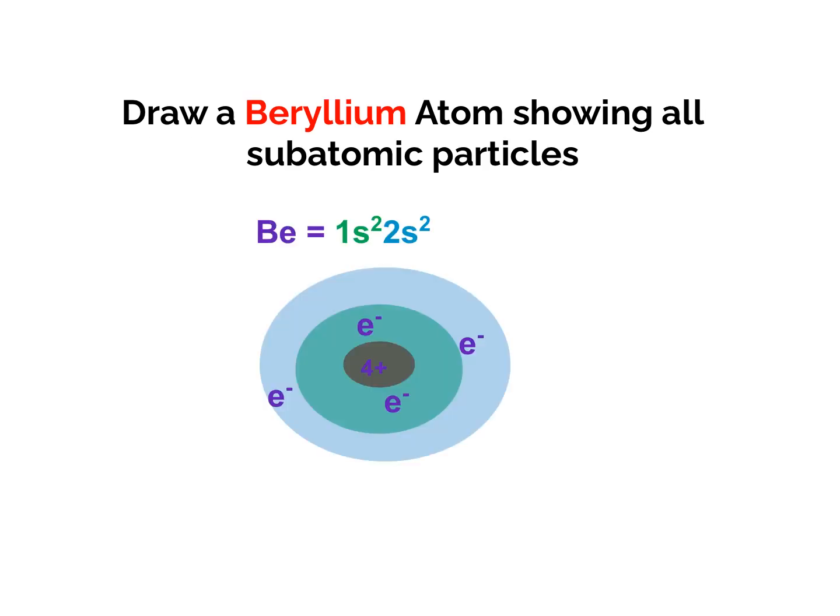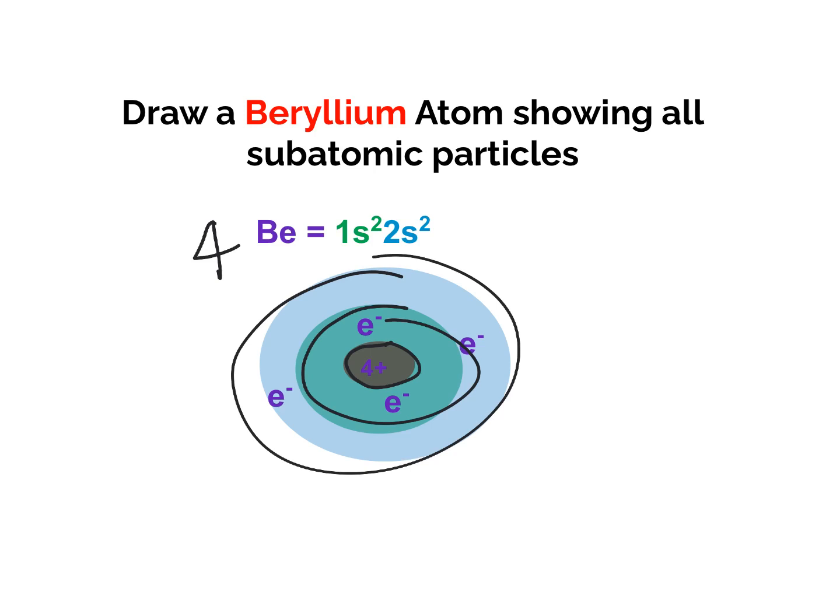Now go ahead and pause the video and draw a beryllium atom showing all the subatomic particles like we did earlier. This is our answer here. Beryllium is number 4 on the periodic table, which means that we have our 4 protons in our nucleus and it is in period 2. So we have 2 energy levels with our 4 electrons, and this is our configuration.